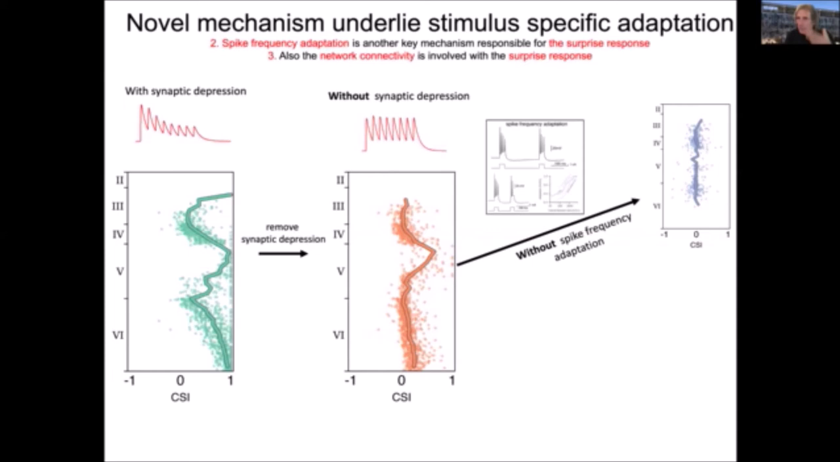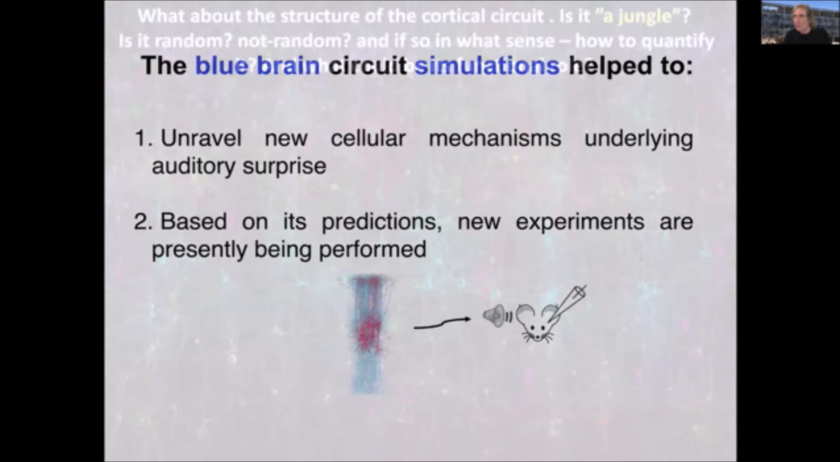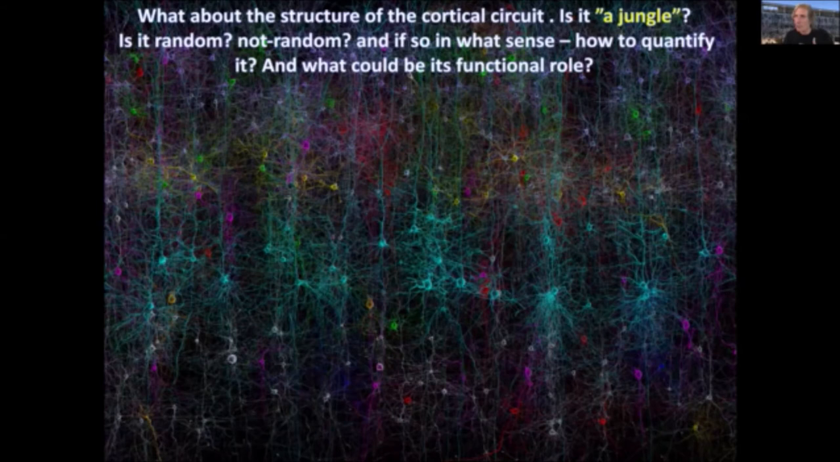Okay, I also want to show very briefly, as I said, I started 10 minutes late, that there is another thing that we are doing that is very hard to do otherwise: to try to understand whether this circuit in the cortex is a random circuit. On average, is it connected randomly to each other, or is there some kind of structure already innate, built into the circuit? Is it a jungle? Or is it a structured circuit?